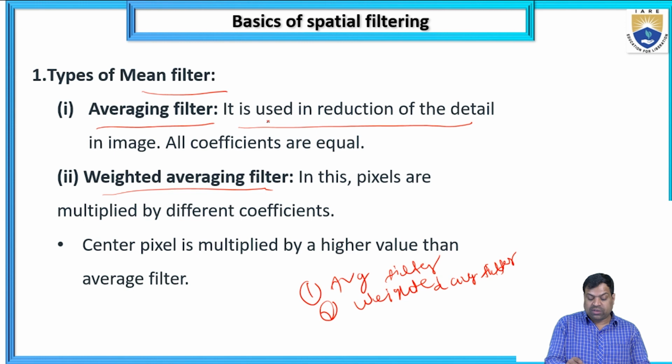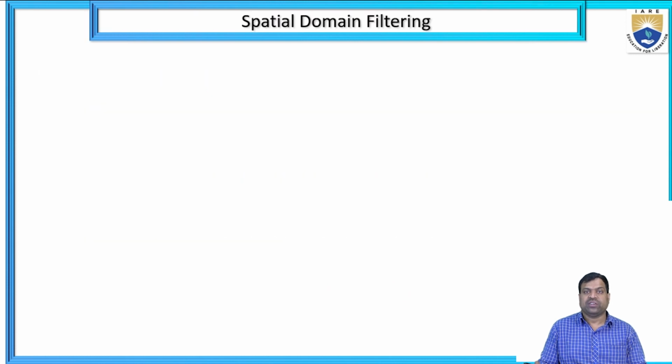In the average filter, used for reduction of the detail in an image, all coefficients are equal. In the weighted average filter, pixels are multiplied by different coefficients. The center pixel is multiplied by a higher value than the average filter.